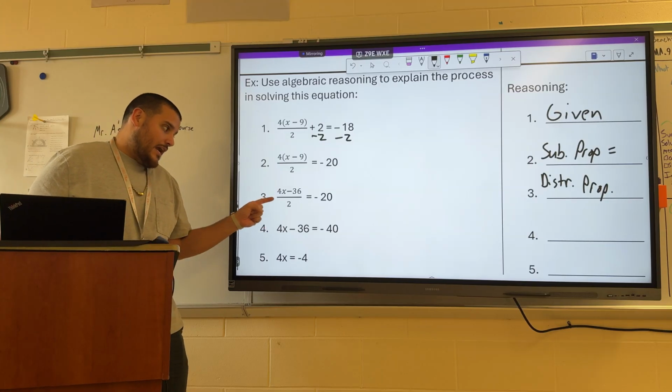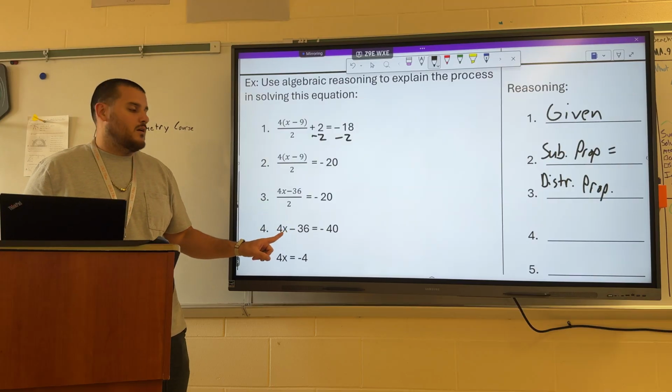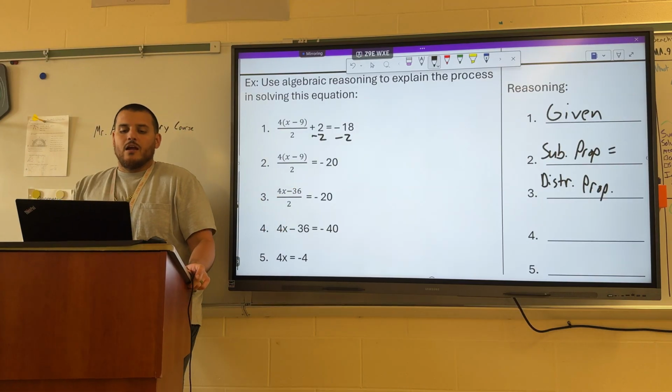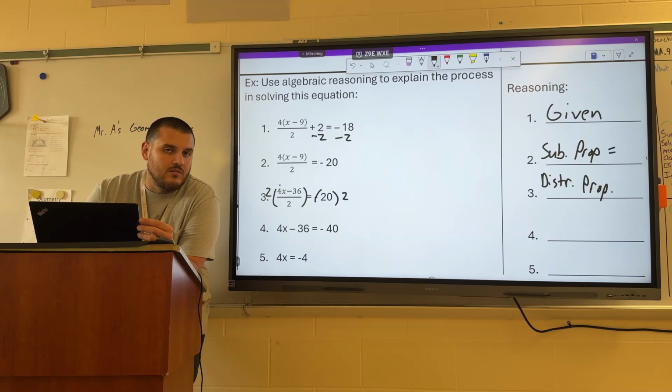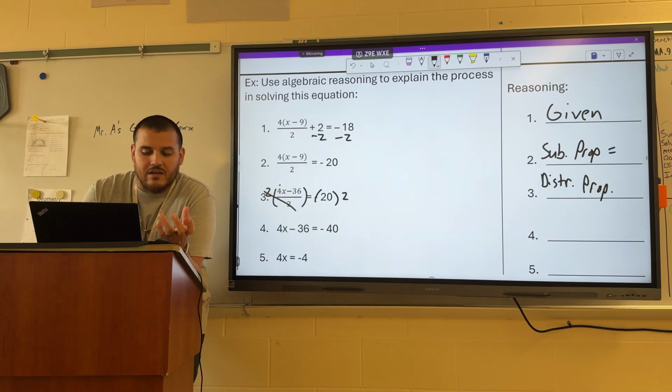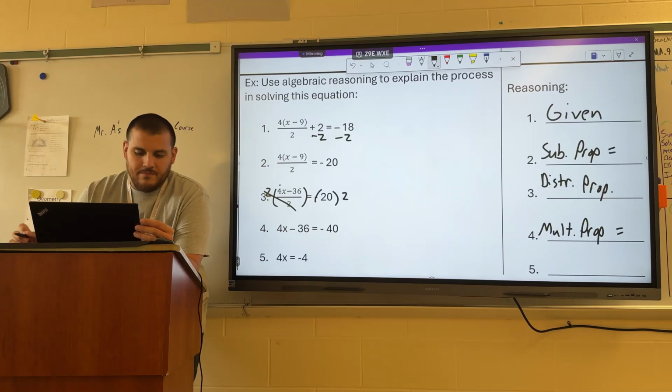So again, now we're looking at how did we change from 3 to 4. Well, the divided by 2 is not there anymore. So that's been moved to the other side. Remember, the algebra here would require us to multiply both sides of the equal sign by 2. That's how the 2's cancel on the left and they're not there anymore. So that is the multiplication property of equality.